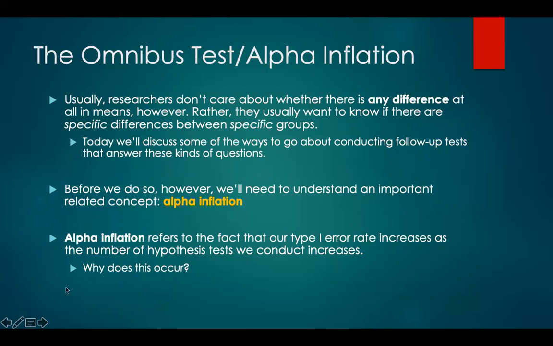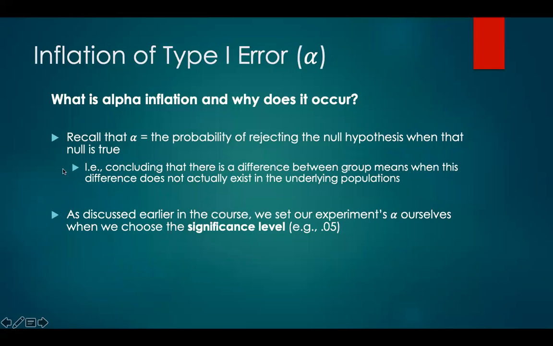Now, alpha inflation refers to the fact that our type 1 error rate increases as the number of hypothesis tests we conduct increases. Why does this occur? Recall that alpha equals the probability of rejecting the null hypothesis when that null is true, including that there is a difference between group means when this difference does not actually exist in the underlying populations. As discussed earlier in the course, we set our experiment's alpha ourselves when we chose the significance level of 0.05.